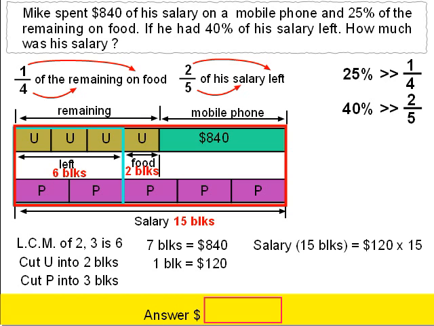Now his total salary, as we know, is equal to 15 blocks. So we multiply $120 by 15 to calculate his total salary. As you do that, you will arrive at the figure of 1,800. Hence, the answer is he had $1,800 as his salary.